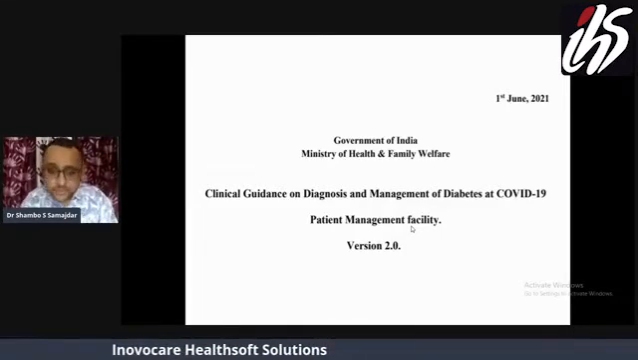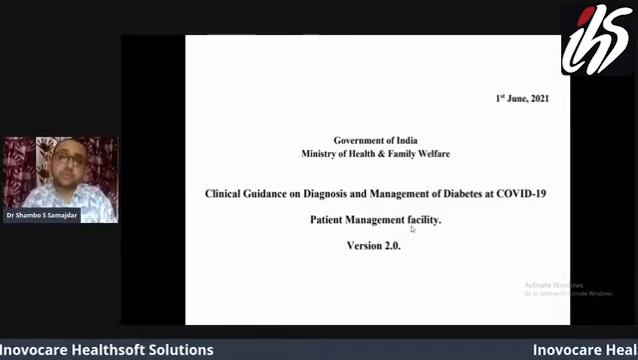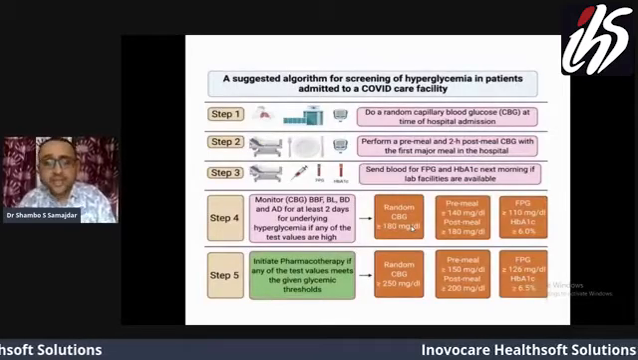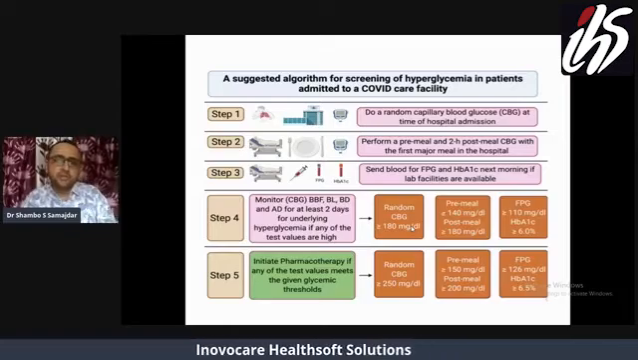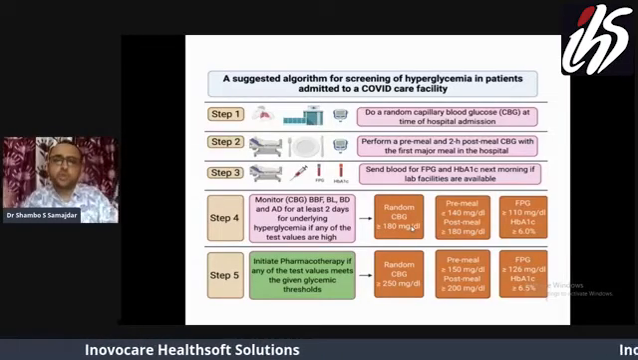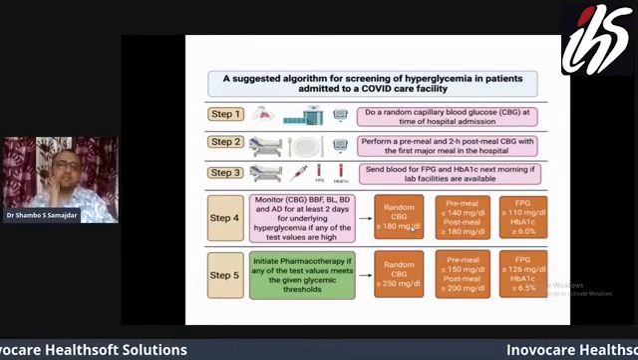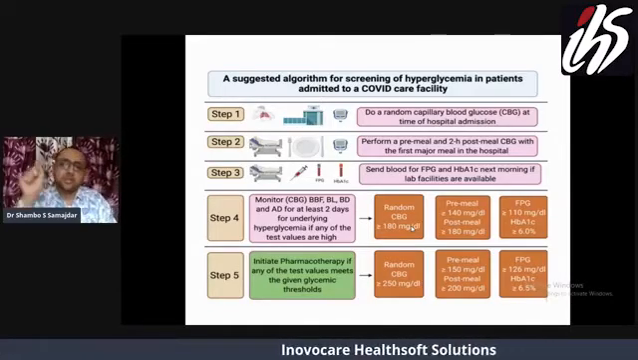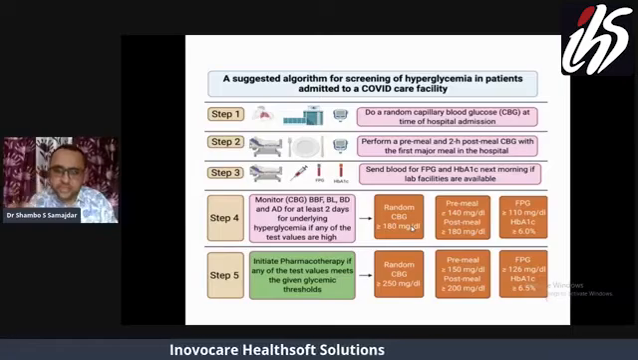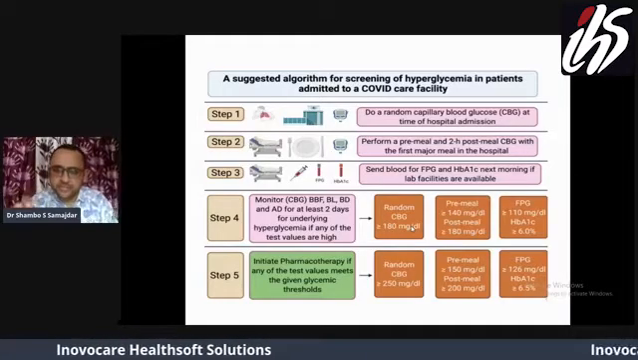And now I am going to that particular guideline, which was also beautifully mentioned by Dr. Arindam Ray. I am not going into details because Dr. Ray already covered this topic. This generally gives emphasis on when we should start treatment. And you can see, first we have to check a CBG at the time of hospital admission.